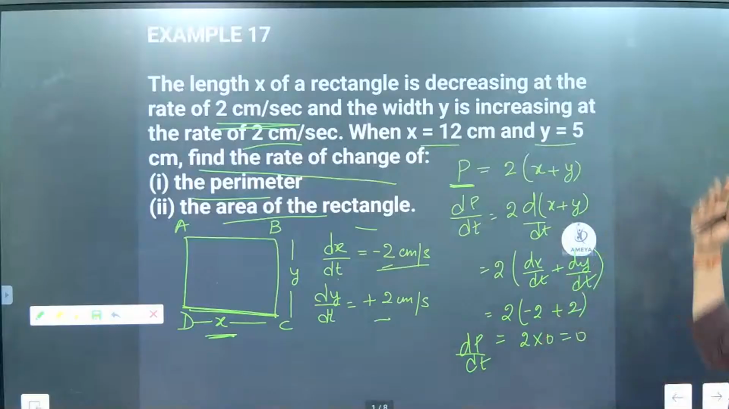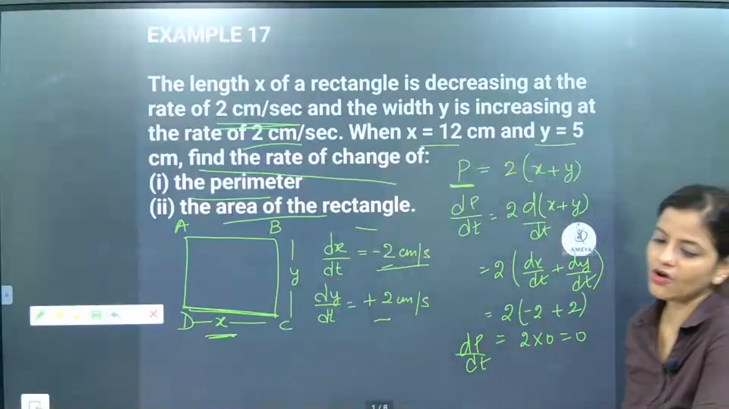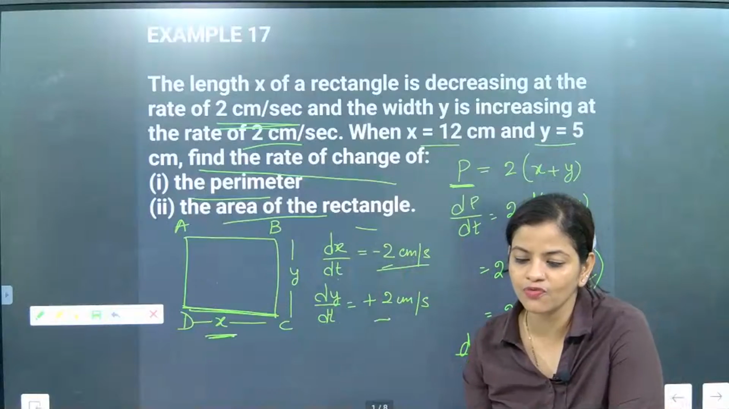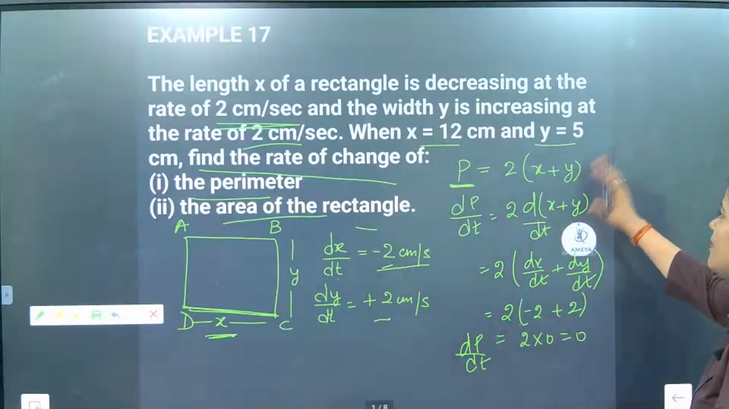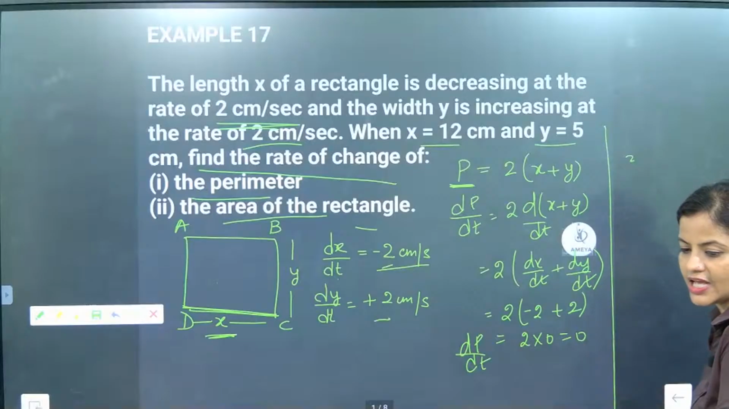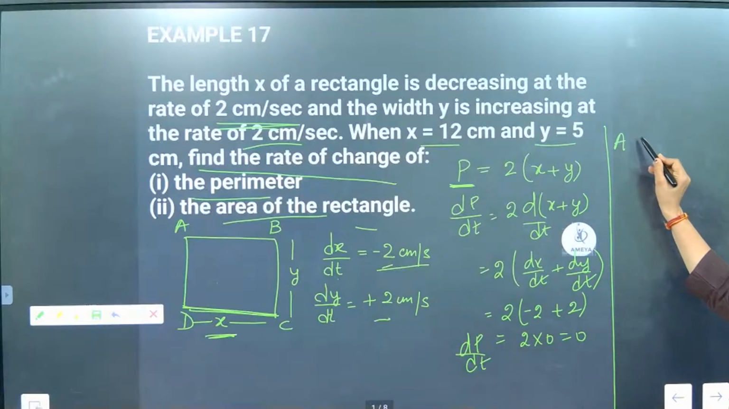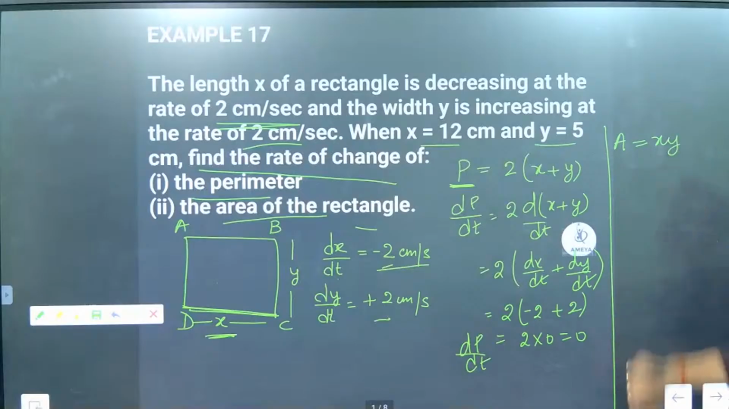Now, what is the next part? Area of rectangle. And we know the area of rectangle is X into Y. So now the perimeter part I can remove. Now I am going to go for the area part. Area of rectangle will be written as A is equal to X into Y.